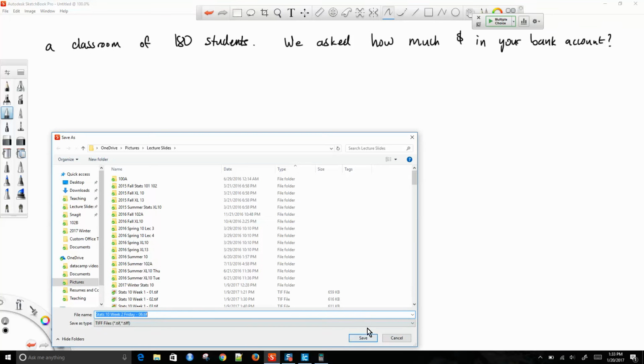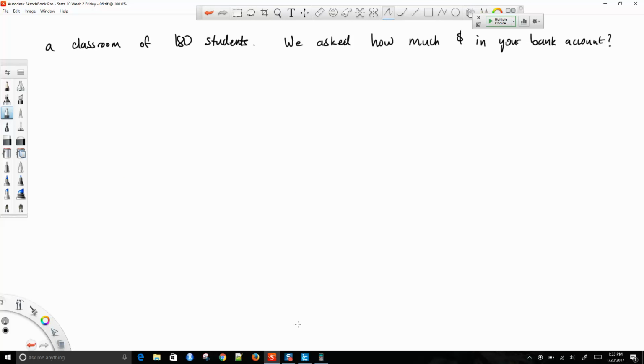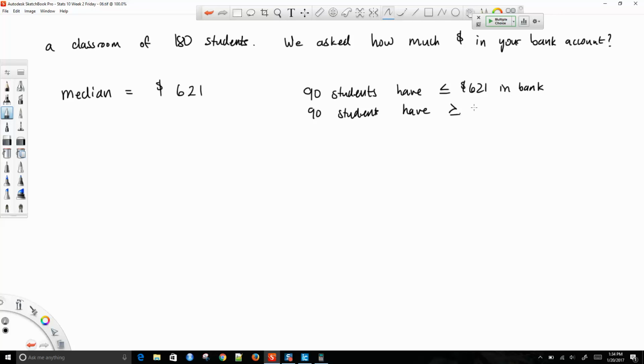Okay, so I'm completely making up numbers. If all of these numbers are wildly off, then don't hold that against me, all right? So let's just say we went around and we find out that the median amount of money, I don't know, $621, okay? I don't know, is that reasonable? All right, so what this means is that out of 180 students, 90 students have less than or equal to 621 in the bank, and 90 students have more than 621, greater than or equal to 621 in the bank.